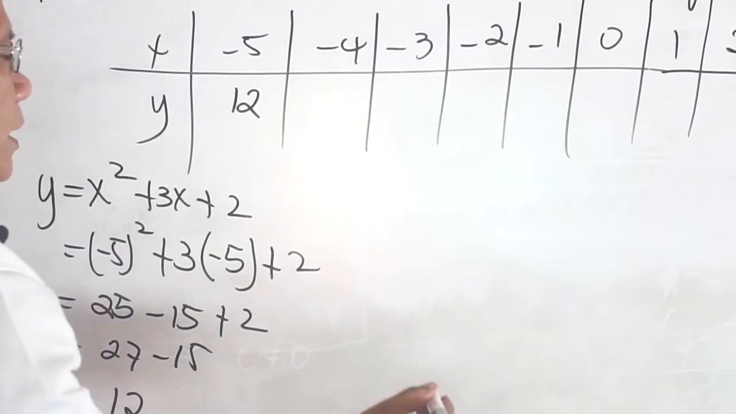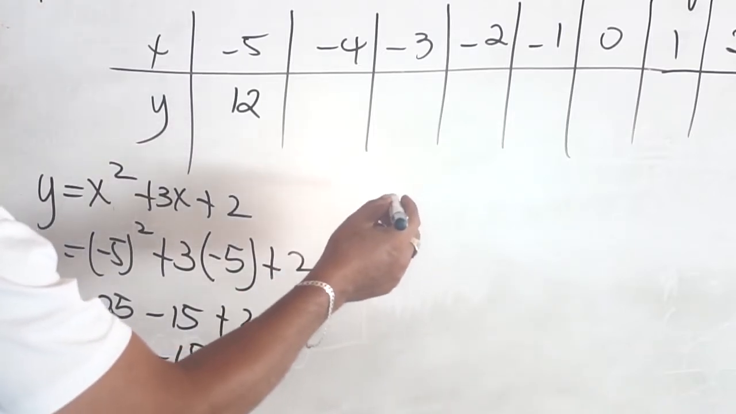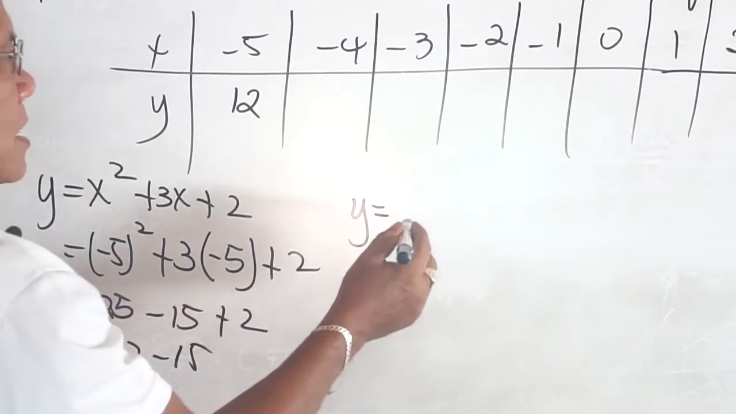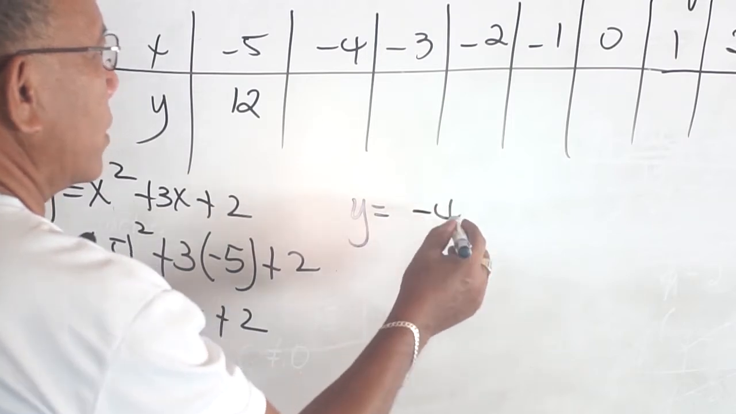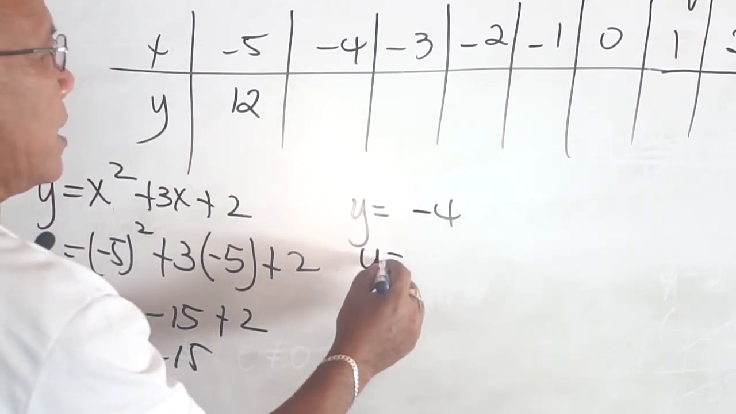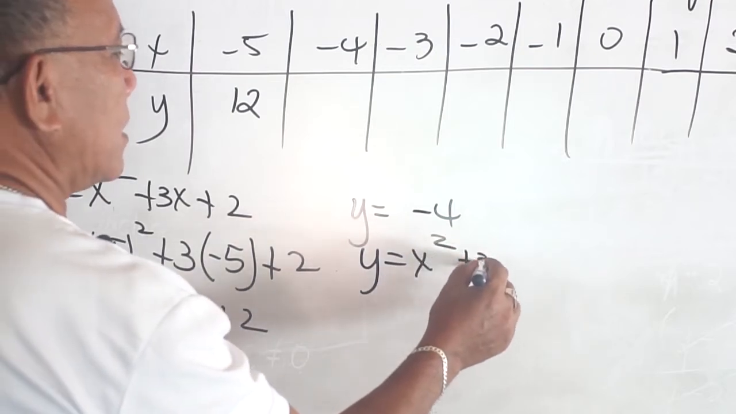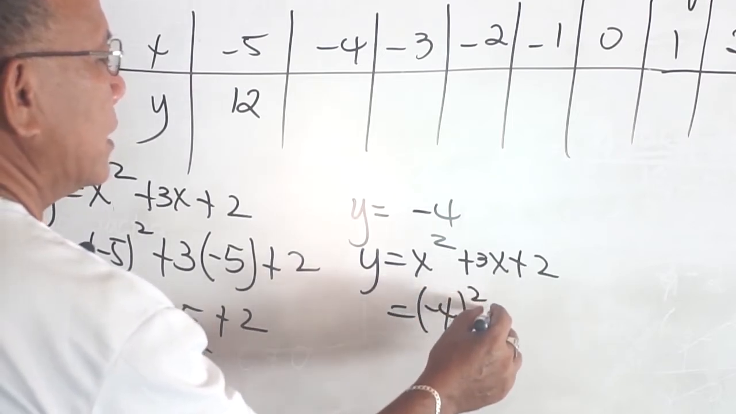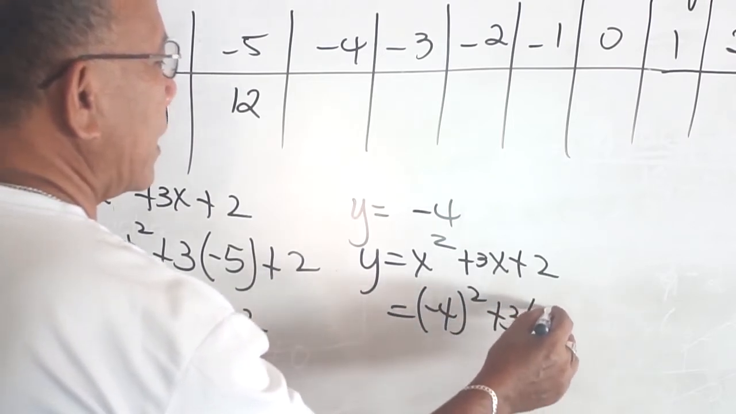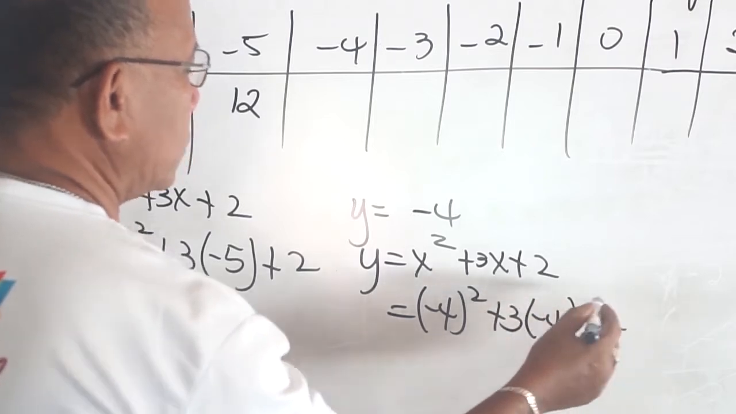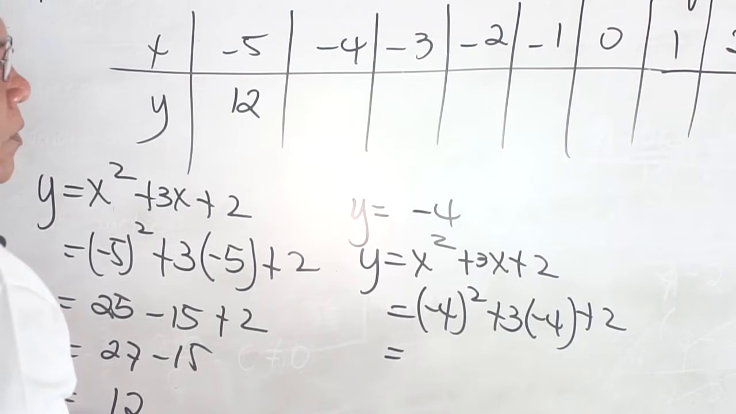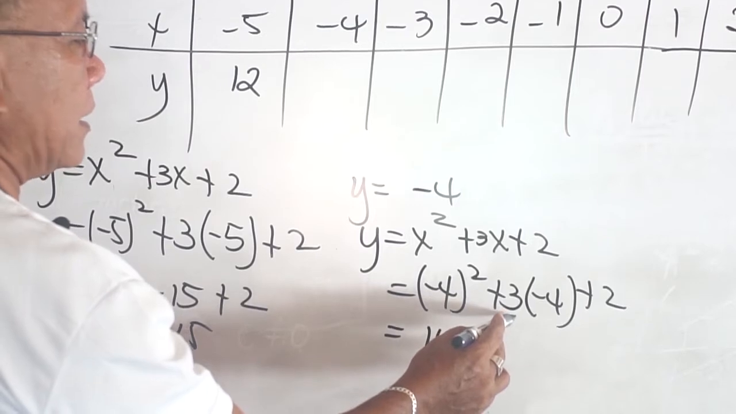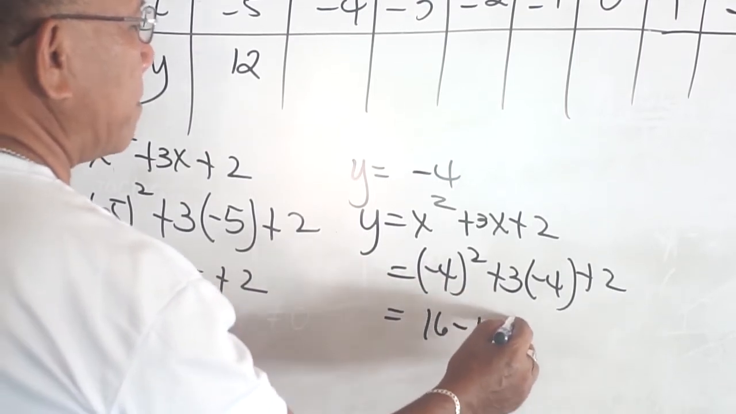Then next, let us solve now the value of y if the value of x is equal to negative 4. So we have here the equation y is equal to x squared plus 3x plus 2. Okay, so we have negative 4 squared, then plus 3 multiplied by negative 4, then plus 2. The square of negative 4 is positive 16. Then negative 4 multiplied by 3 is negative 12, then plus 2.